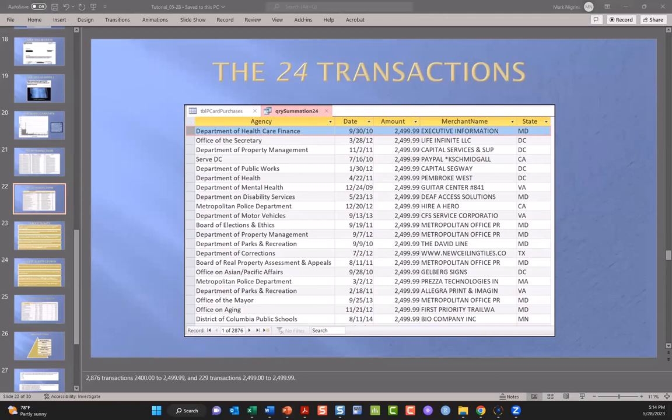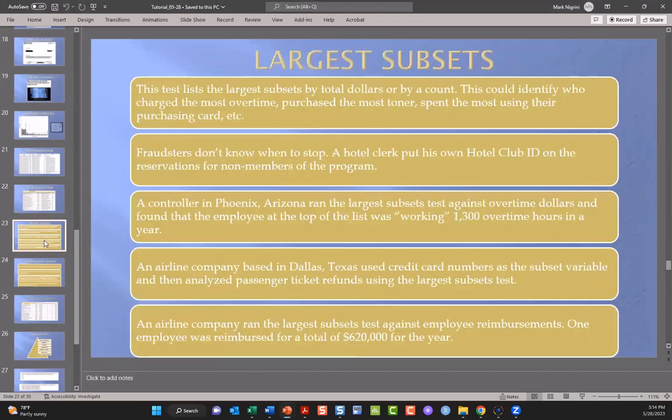1 penny. 1 penny. And we're going to see 1 penny again later today. I love this test. You can pause the recording, or you can just look in the book. The largest subsets, in other words, form groups, form subsets, and then just give me the largest. And a group could be an employee's overtime. Total everybody's overtime and give me the largest, well, I would say the largest overtime person.